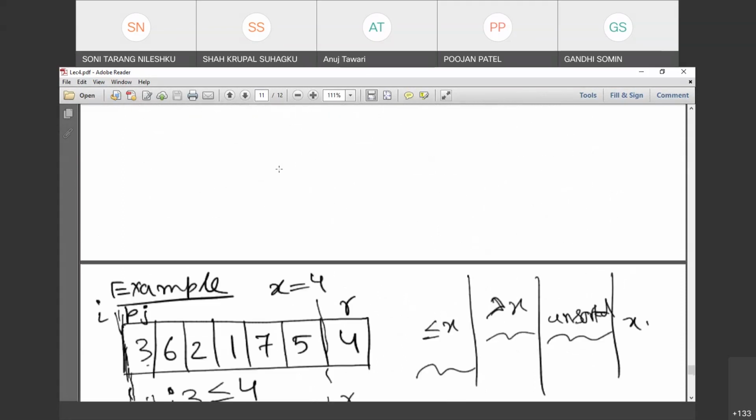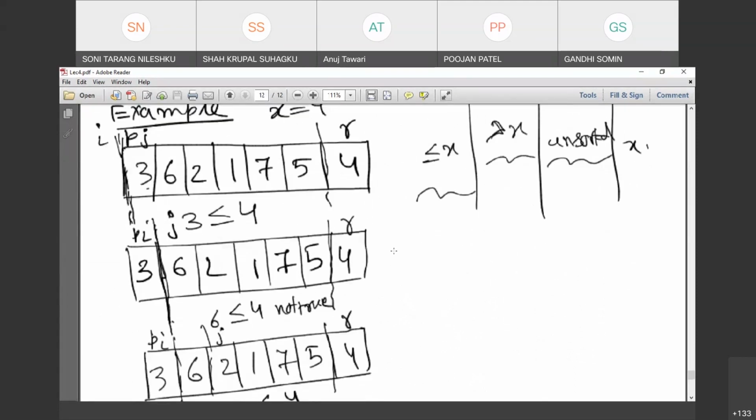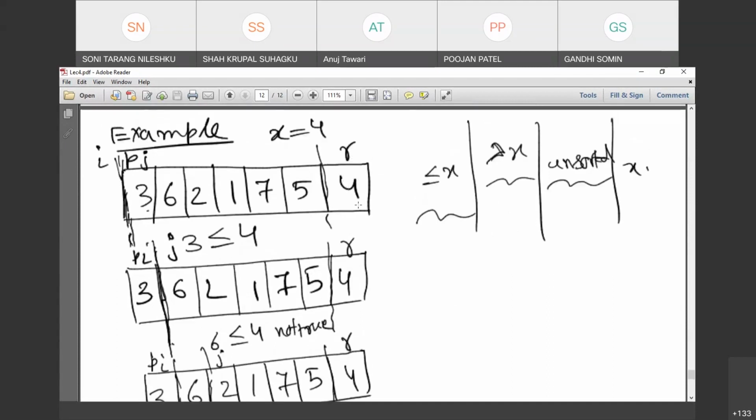So let's see one example. Let's say I have this array 3, 6, 2, 1, 7, 5, 4, and this is what I want as my pivot, 4. First you compare this 3 with 4. 3 is smaller than 4, so this will stay as it is.